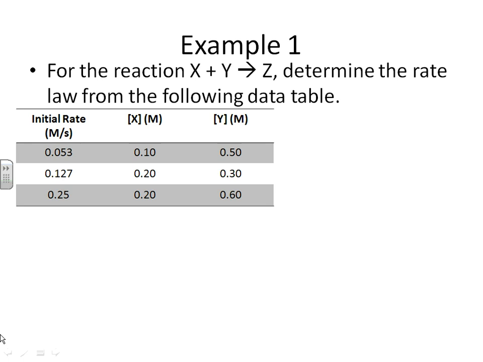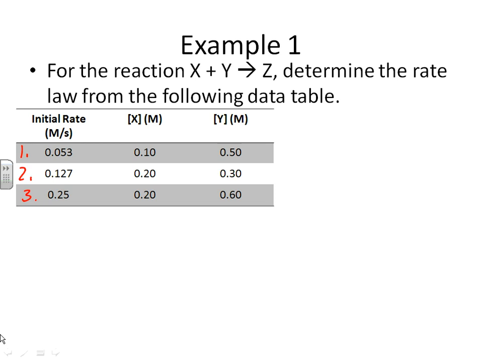So our first example, for the reaction x plus y goes to z, determine the rate law from the following data table. We've got trials 1, 2, 3, so I'm just going to add that in. And here is a case where we don't have nice, neat, clean, pretty information in our data table, and we really will have to rely on this mathematical proof. We've got x and we've got y.